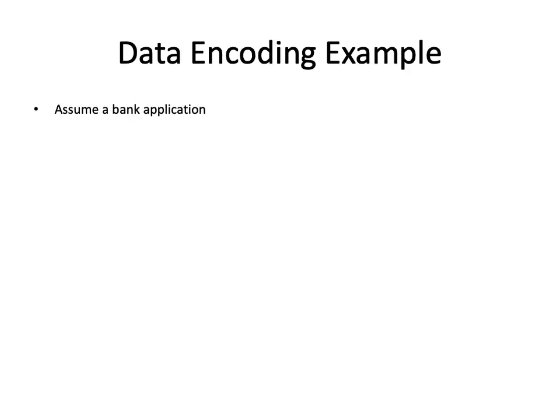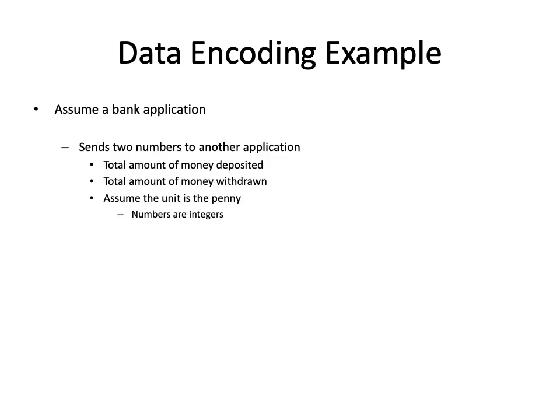Data encoding. Let's assume that we're working for a bank, and we're creating a server and client, and we send two numbers to another application: the total amount of money deposited and the total amount of money withdrawn, and we're assuming that the unit is the penny. So the numbers are going to be integers as opposed to doubles or floats, so we don't have to worry about the problems described in, say, the Office Space movie, where they skim off rounding errors and stuff.